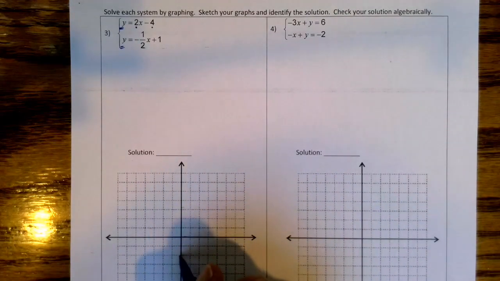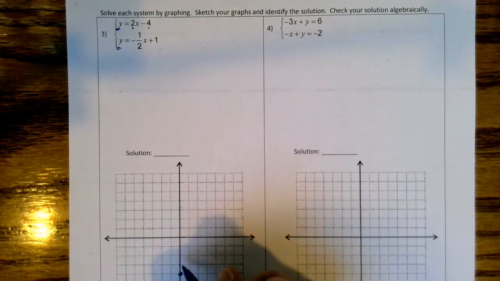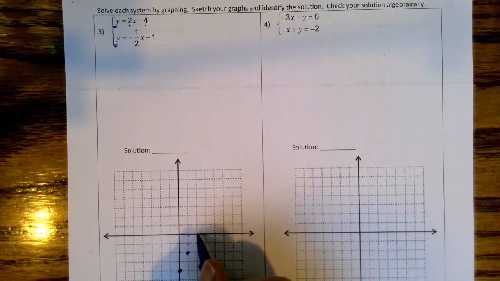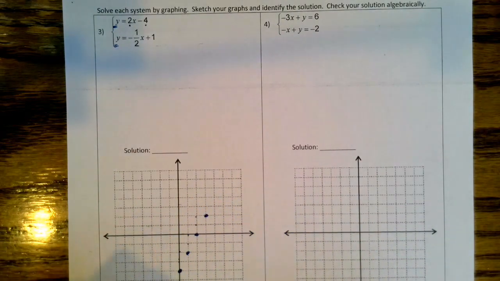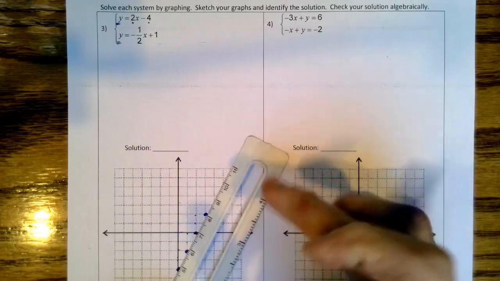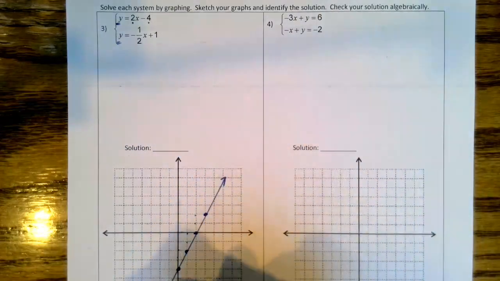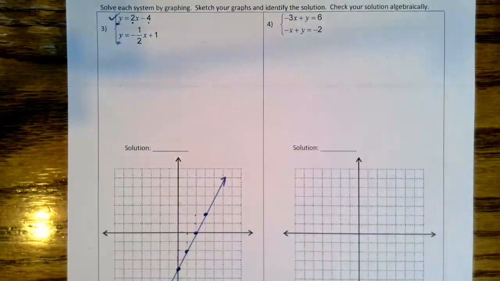Negative 4 is my intercept, and my slope is positive 2. Rise 2, run 1, rise 2, run 1, rise 2, run 1, puts me where I can connect my dots. And there's my first equation.